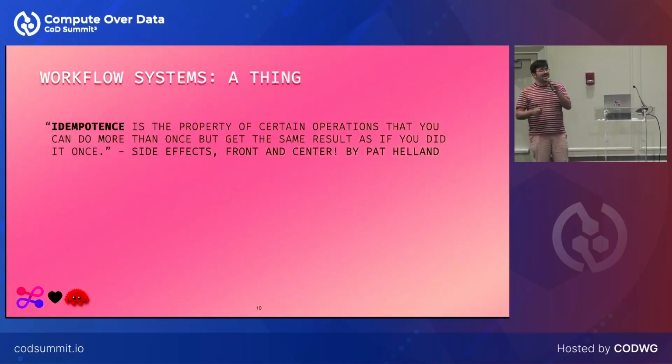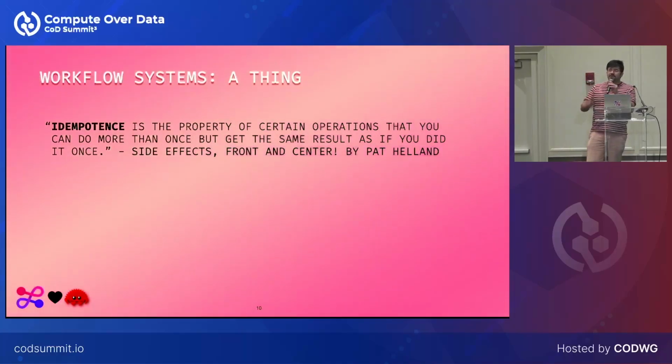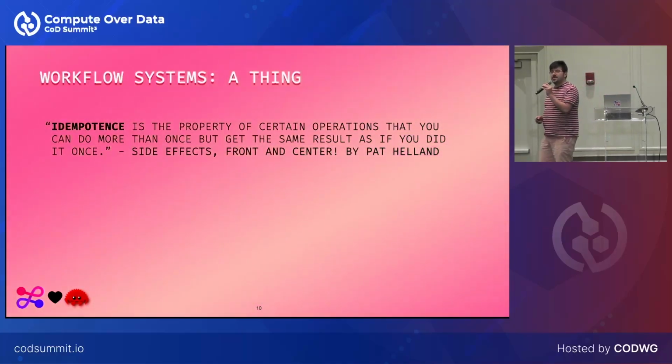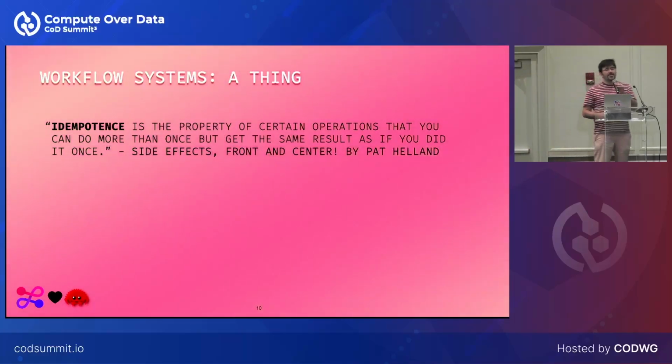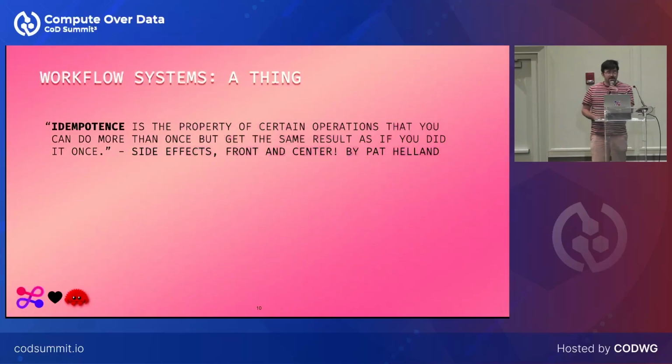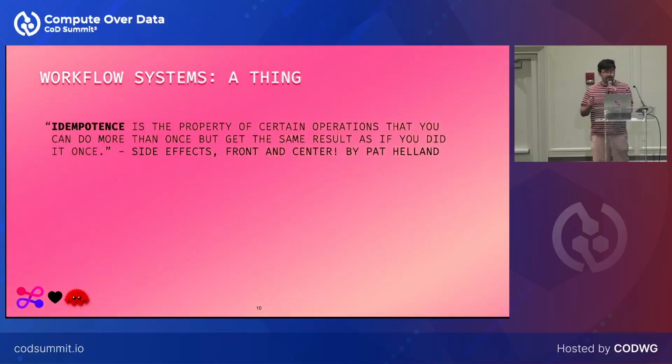and Temporal. Again, majorly used by all the FANGs and major companies. You have to know what these words are when you work in compute. And people who maybe have done a lot of work in Kubernetes or other compute systems, these words come up all the time. So idempotence, the property of certain operations that you can do more than once, but get the same result as if you did it once.